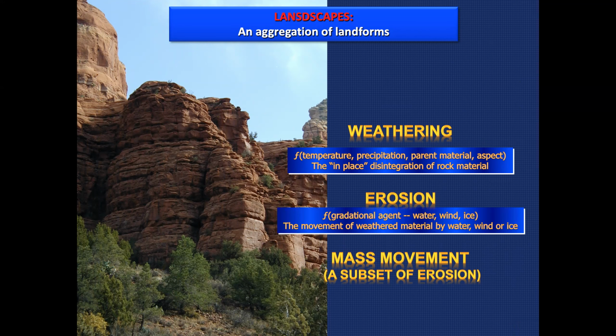Erosion, on the other hand, is a function of whatever is doing the actual work. So water, wind, and ice, and the movement of that material by those three. Mass movement is a subset of erosion. It's a function of gravity and precipitation. So mass movements can be very wet and fast, they can be very dry and slow, or they can be anywhere in between.